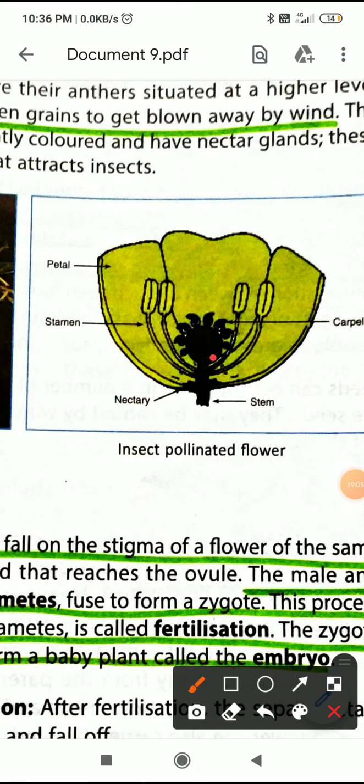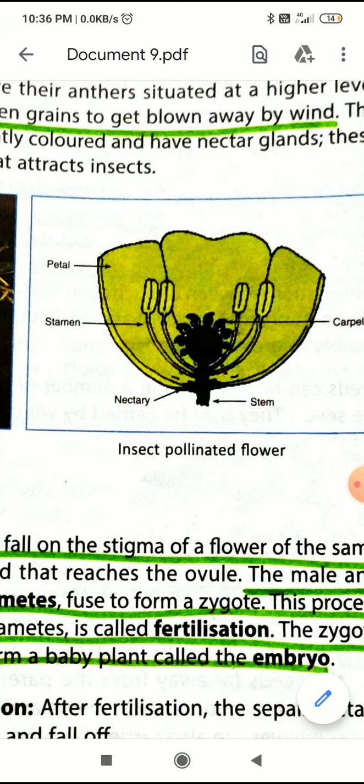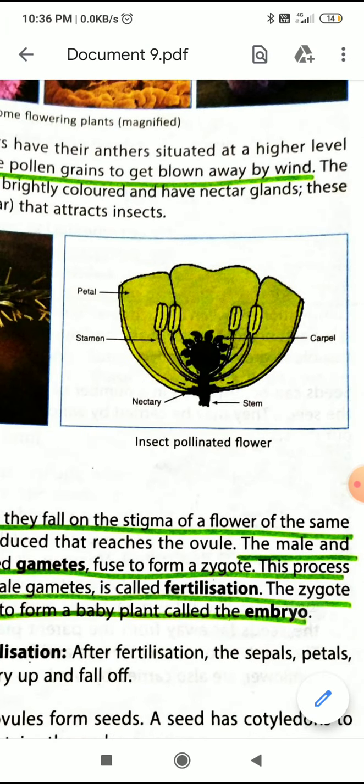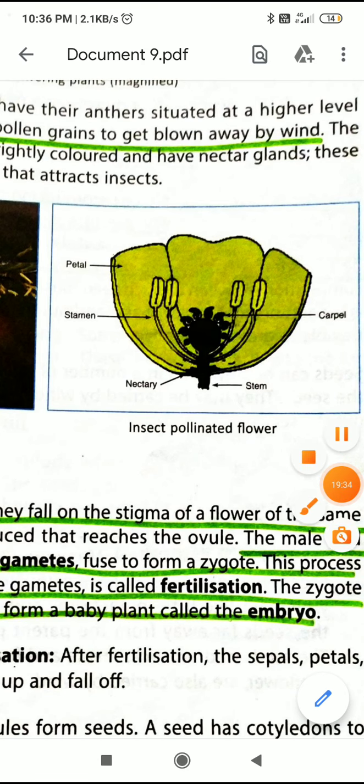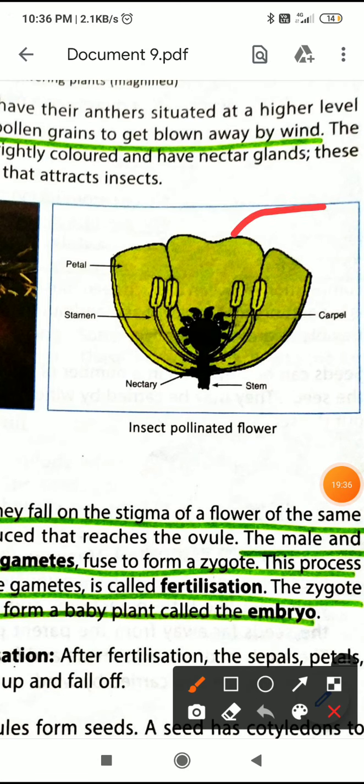So it is very clear what is the meaning of nectar, stamen, the male part of the flower, and carpel, the female part of the flower, showing here. The insect pollinated flower here is given a nectary. How can you find that this is an insect pollinated flower? Because nectar is present here, and if nectar is present, automatically the insect will be attracted to suck the juice of the nectar. Understood?